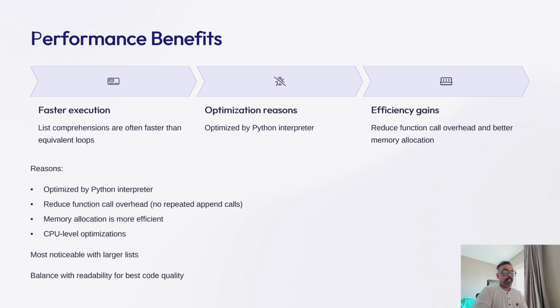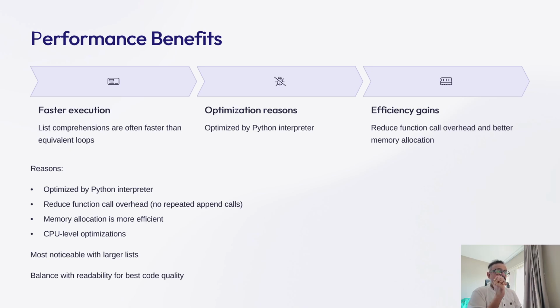It does not only make your code more concise, as we saw, but it can also provide better performance. They are often faster than the equivalent loop for several reasons. The Python interpreter can optimize list comprehensions more efficiently. There's less function call overhead since you don't have multiple append calls. Memory allocation is more efficient because Python can allocate the right amount of memory upfront. These performance gains are most noticeable with larger lists. In machine learning applications, where you might process thousands or millions of data points, these optimizations can add up to significant time savings.